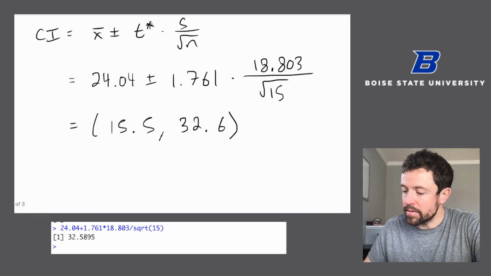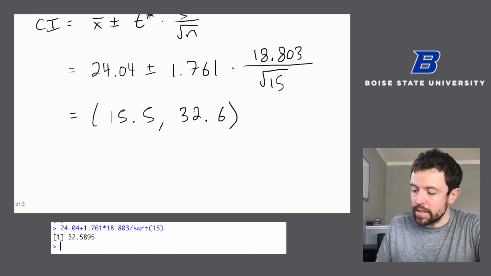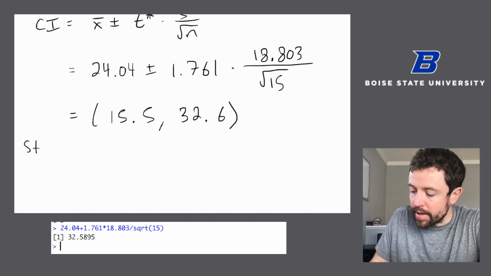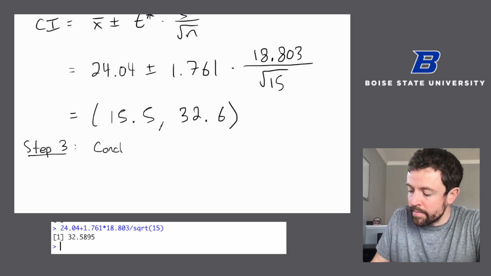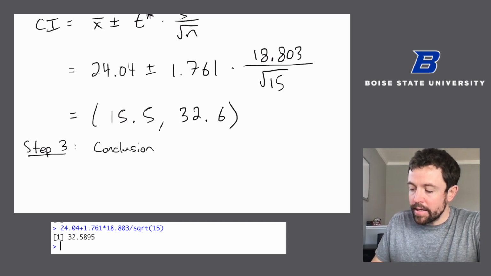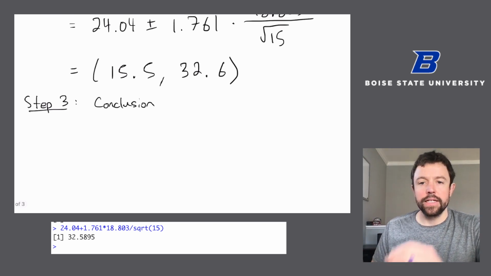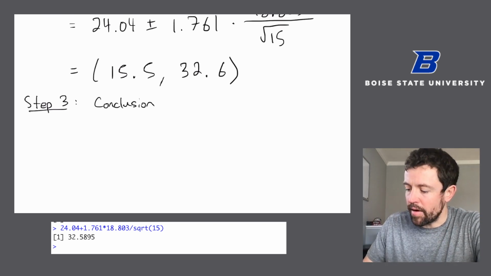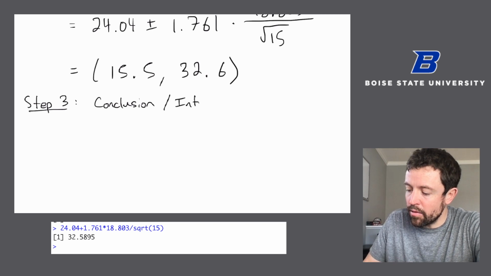Now let's zoom out since we're just on this page. And so now I get into step 3, which is where I write my conclusion. And my conclusion for a confidence interval is really, conclusion is not maybe the right way to state it. It's more of an interpretation.